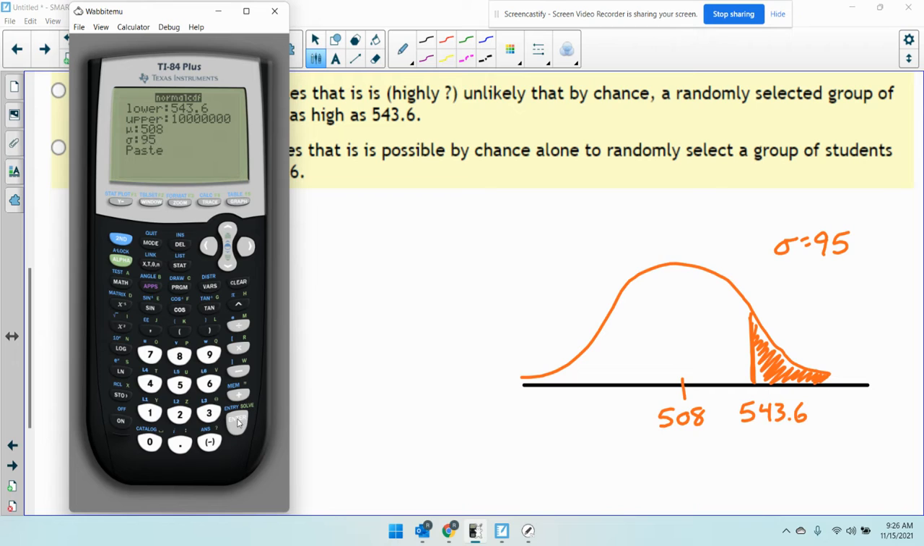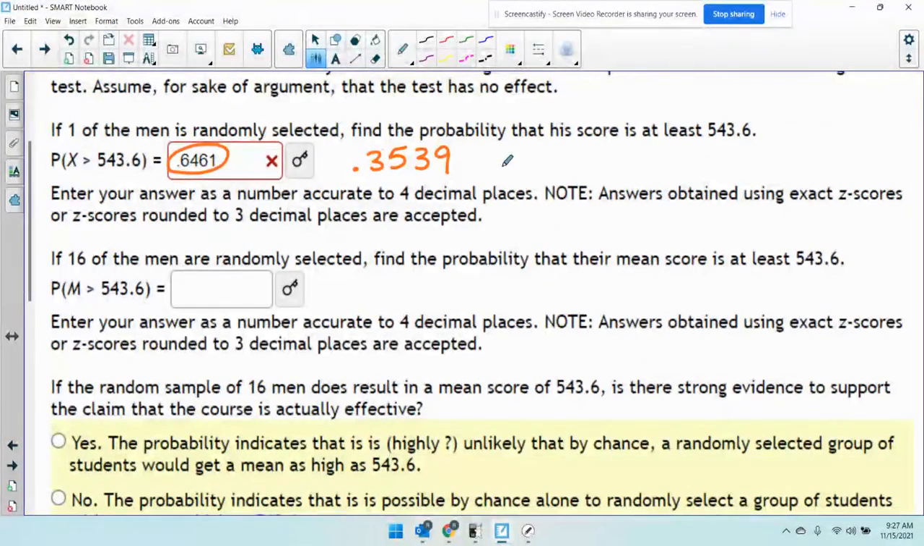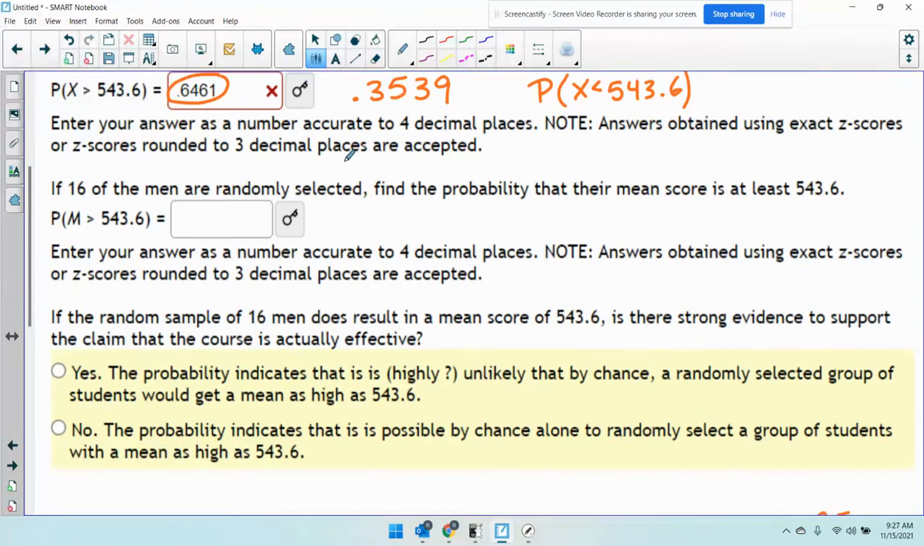Mu is 508, sigma is 95. Enter, enter, enter. We get 0.3539. Now notice this answer. Yours is the complement. So I think you actually found the probability that x was less than 543.6. Instead of going from some negative number up to 543.6, you should have done 543.6 up to a really, really large number. Okay, for the next part, it says if 16 of the men are randomly selected.